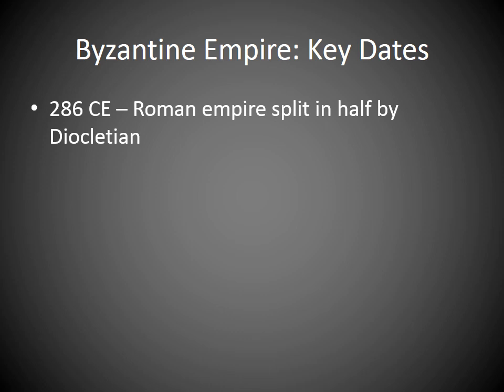The key dates you received in class, but just in case we went too fast, they're here. In 286, Diocletian, in an effort to strengthen the Roman Empire, splits it in half. He asks Constantine to go rule the eastern half. Once Diocletian is gone and Constantine is in power, he, in 330, not only mandates the following of Christianity, but he reunites the Roman Empire under his sole control. And then in 395, the empire splits again, and this time the eastern half starts to become known as the Byzantine Empire from this time on.